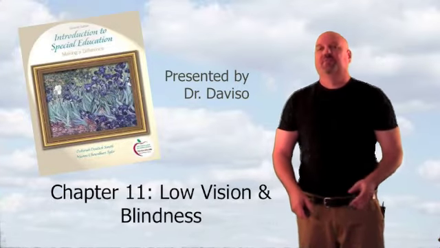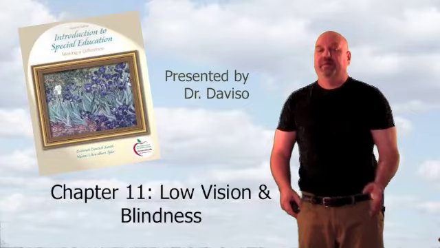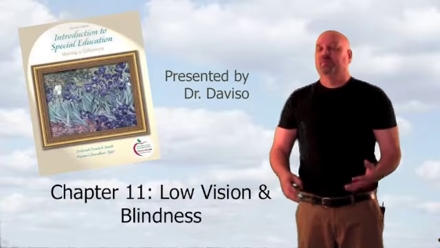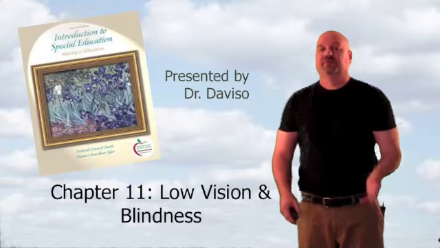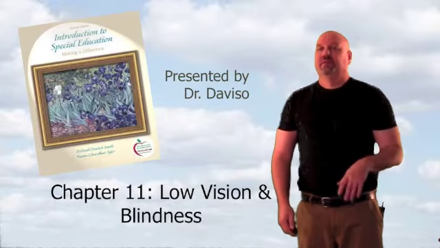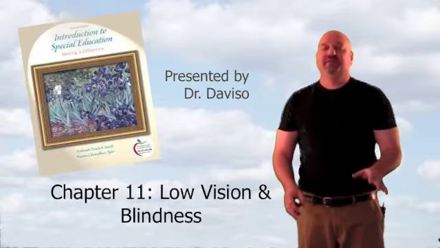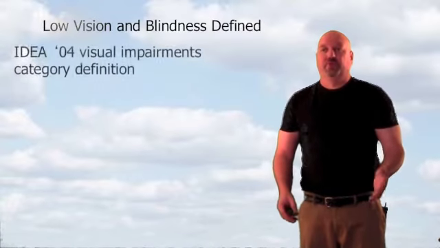Chapter 11, we're going to talk about students with low vision and blindness. And it's going to be really important for you to understand how you can better accommodate these students in your classroom. As always, let's start out with, what does IDEA have to say about this? How do they define students with visual impairments?